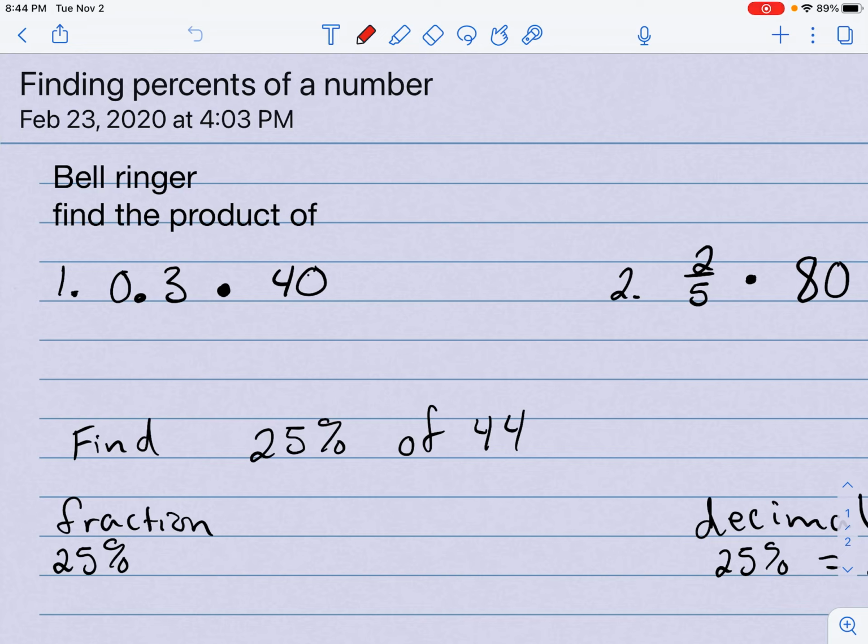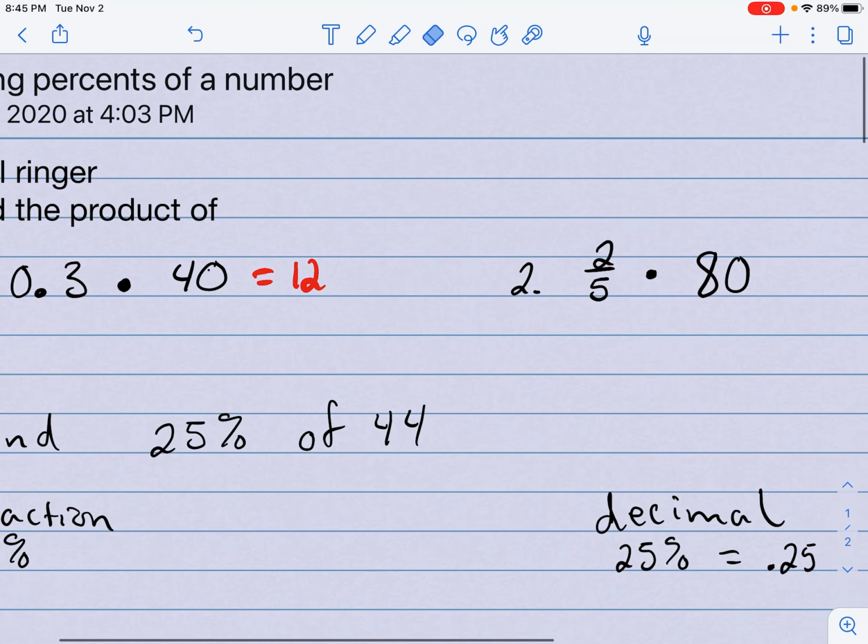So right here, just kind of as a refresher, what would be 0.3 times 40? So that's the same as 3 times 40, we're just going to move the decimal to the left one. So 3 times 4 is 12, and then we're bringing the decimal right here. So it'd be 12. Like that. Okay.